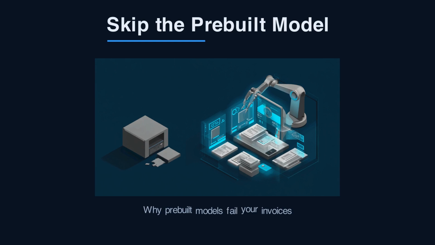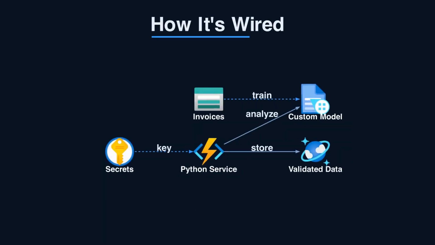We cover 3 things today: labeling and training, the Python extraction call, and validation. One gotcha hides inside validation. It will silently corrupt your data. Stay for that. Here is the end-to-end flow.